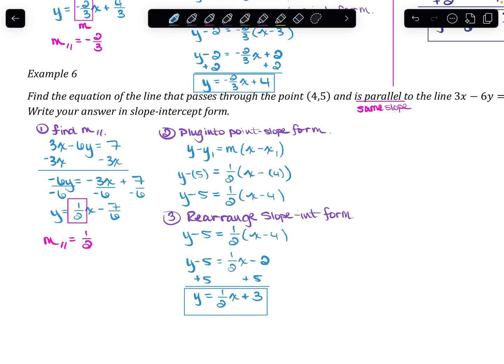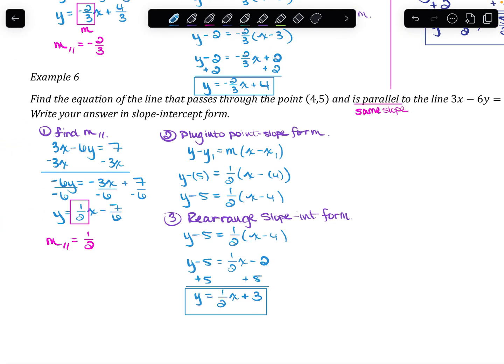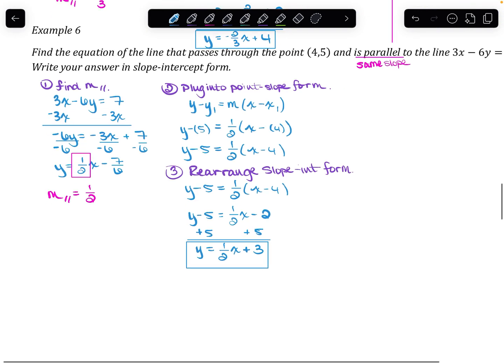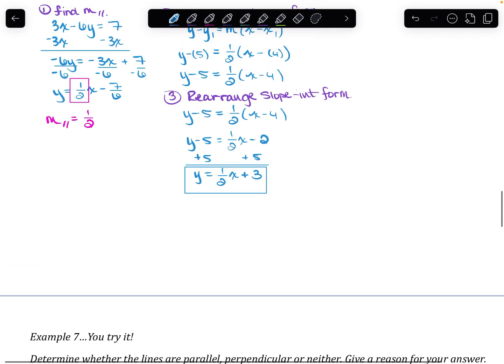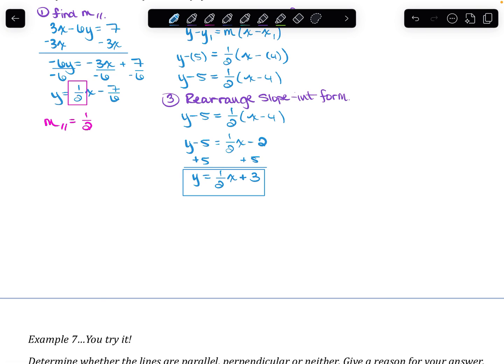So, got a little bonus example on the last one. I'm just going to leave it there, so that way you've got both. All right, the rest are you try it. So if you want to try those with the blank notes and then check them with the completed notes, you can.